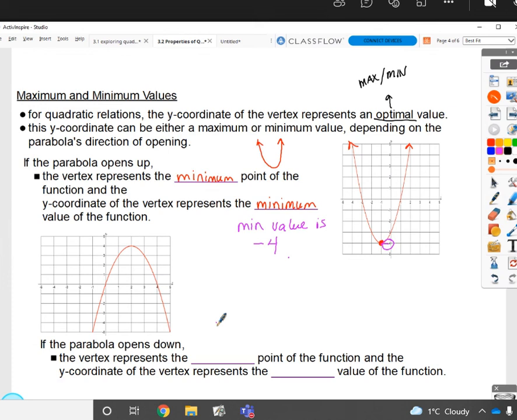Now if this parabola opens downward, like this guy over here, there's the vertex, we go right across, and we see that this is the max value, because max is sad, and this maximum value is positive 4.